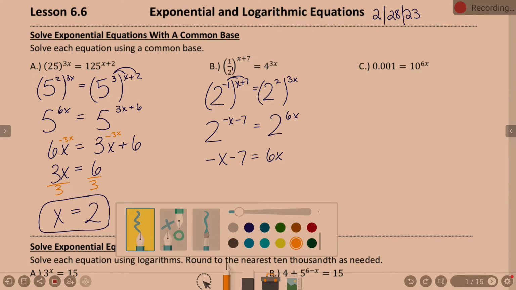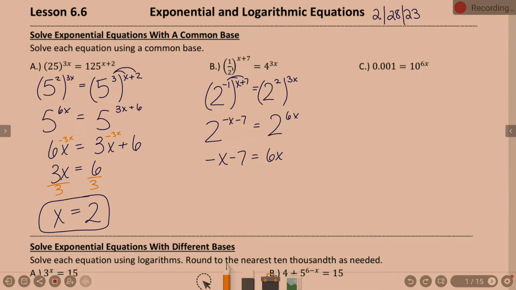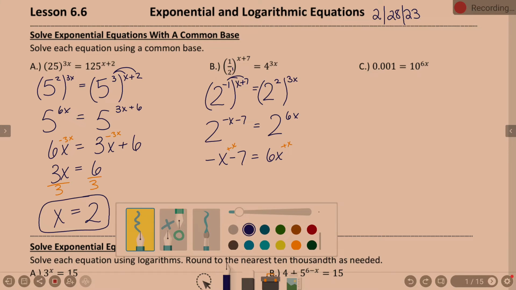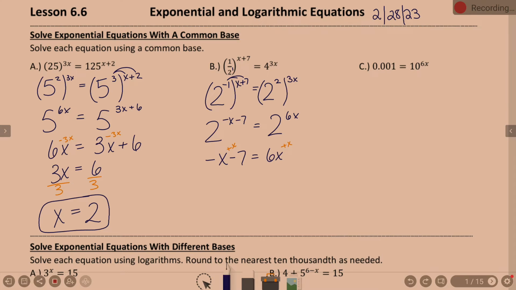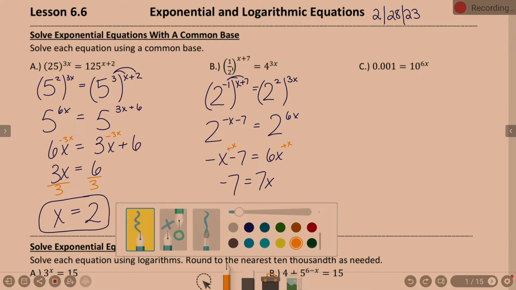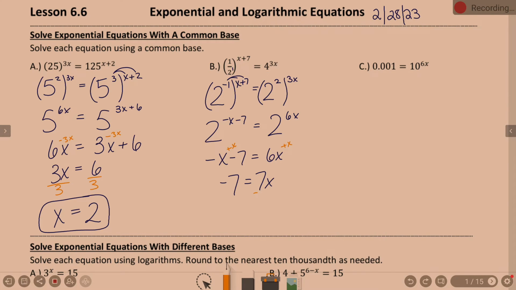Basic algebra here, get the x's by themselves. So if it's negative x, let's add the x back over. What is 6x plus x? 7x. And how do I get x by itself if it's 7x? Divide by 7. What is negative 7 divided by 7? Negative 1.